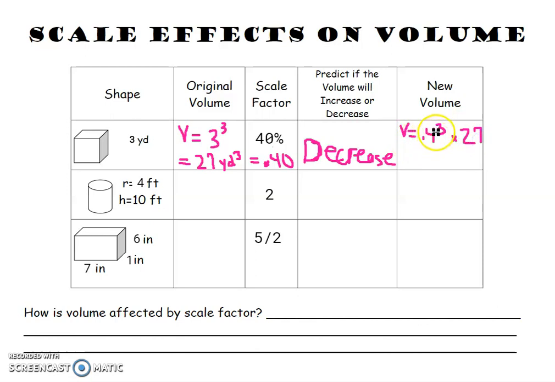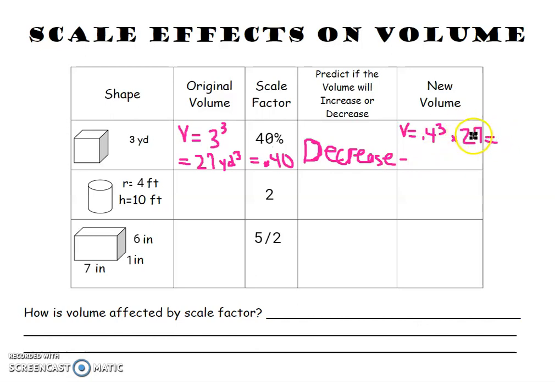Now the reason why we cube our scale factor is because if we multiply the scale factor by the side lengths, so if we multiply 3 by 0.4, we find our new side length, and then to find our new volume, we would take that new side length and cube it, right? So we're doing the same thing, we're just not going all the way back to changing each side length, we're just going to affect the volume. It's like a shortcut.